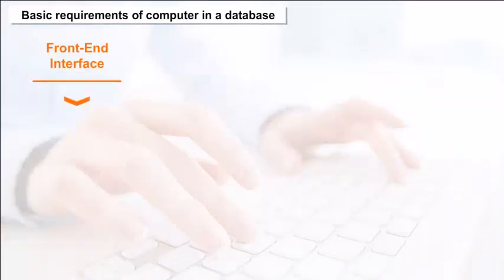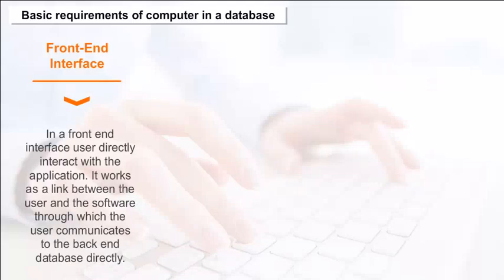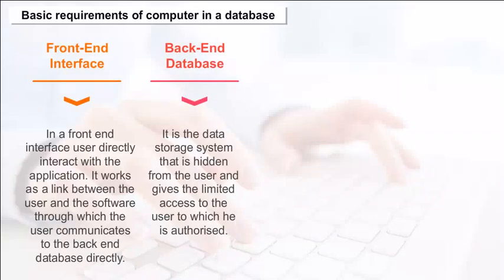Front-end interface. In a front-end interface, the user directly interacts with the application. It works as a link between the user and the software through which the user communicates to the back-end database directly. Back-end database. It is the data storage system that is hidden from the user and gives limited access to the user to which he is authorized.